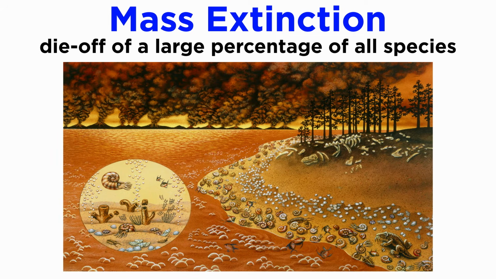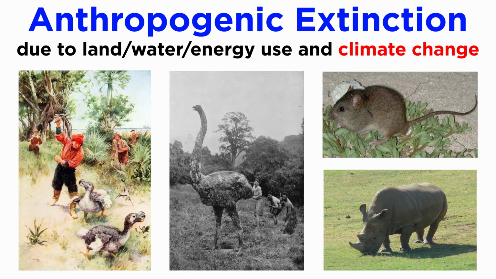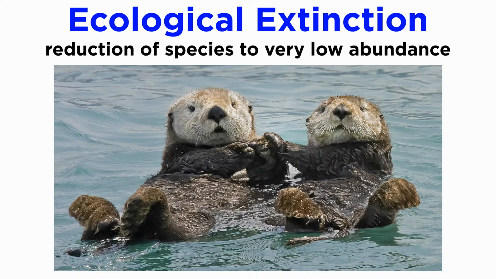Mass extinction pertains to the die-off of large percentages of species in the ocean, land, or both. Anthropogenic extinction, on the other hand, is extinction specifically due to human activity. Unlike all previous extinction events through geological history, which were caused by natural phenomena, the current ongoing extinction of species is due to our unsustainable use of land, water, and energy, as well as climate change brought upon due to overuse of fossil fuels. Ecological extinction is a bit different.